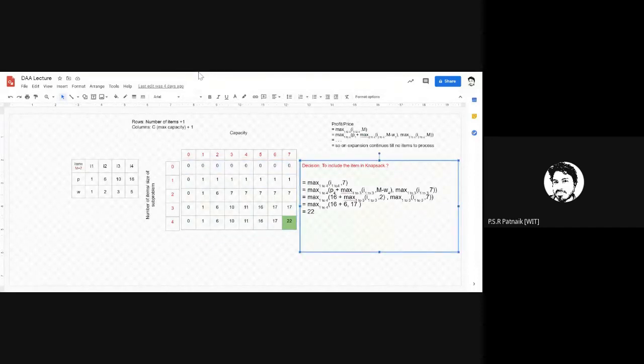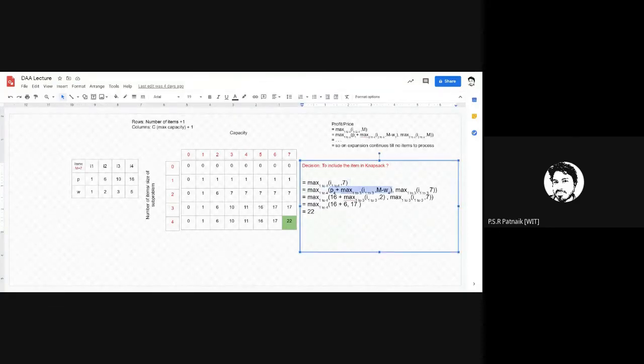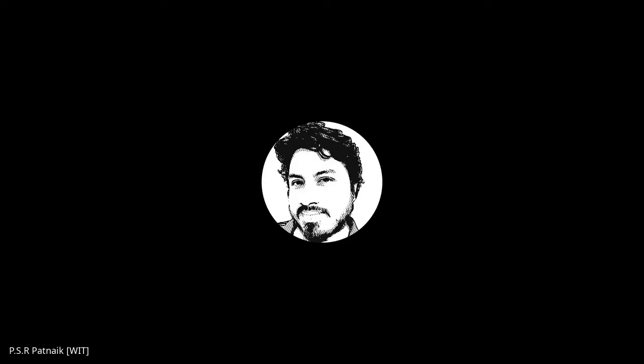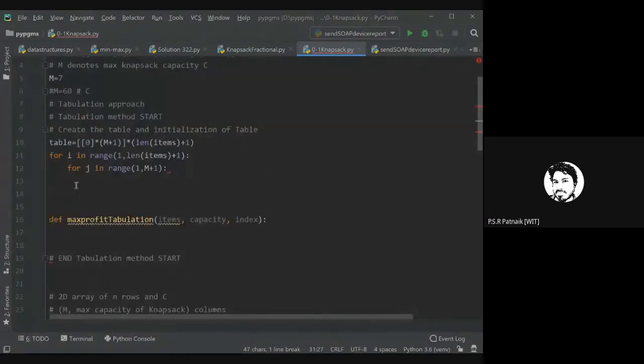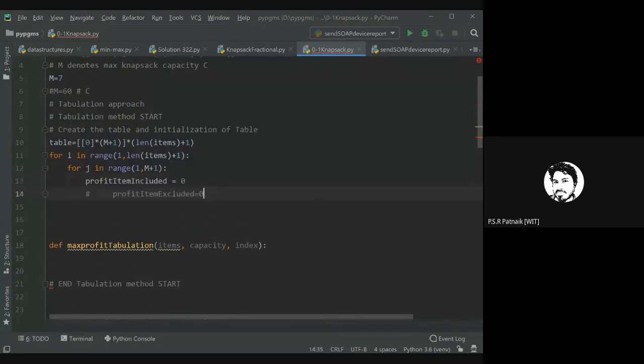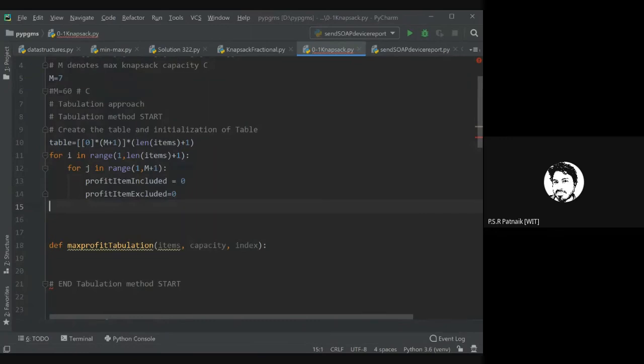So do you understand that here too we have profit included and profit excluded? We have both. So we will almost keep our code similar to our recursion lines as well. Let me share PyCharm again. Here too we will have the same profit included and profit excluded. So let me copy the code as it is here. Okay, two values, profit included and profit excluded.